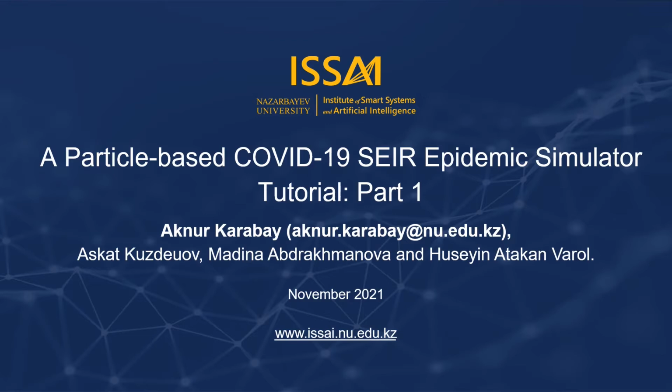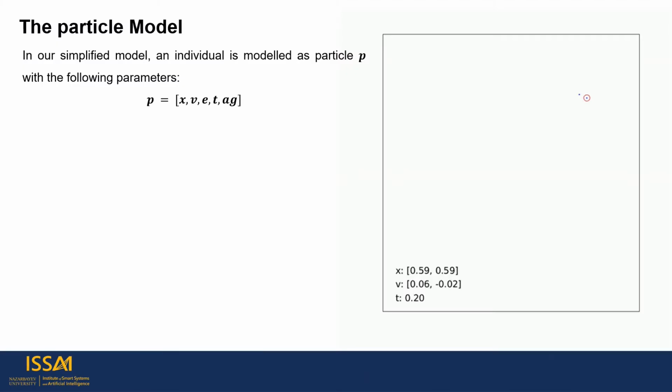In this tutorial, we will implement a program that simulates the spread of the COVID-19 epidemic. We will work on a particle-based SEIR simulator, where SEIR is the abbreviation of the four main epidemic states of a particle: susceptible, exposed, infected, and recovered. In this video, we will introduce a particle model and the epidemic state transitions. We will start with a brief explanation of a particle model with all parameters.